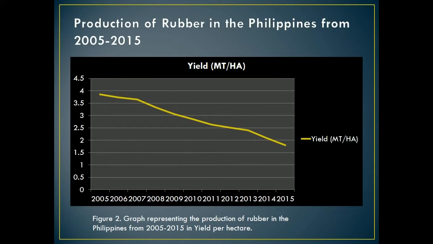Production of rubber in the Philippines from 2005 to 2015. Figure 2. Graph representing the production of rubber in the Philippines from 2005 to 2015 in yield per hectare. The second figure shows that there is a decline in the yield of rubber from 2005 to 2015.